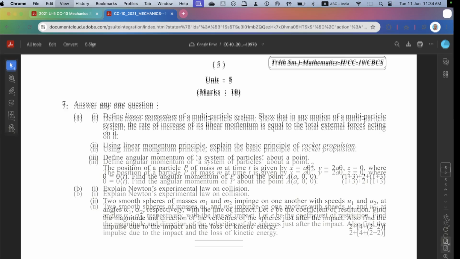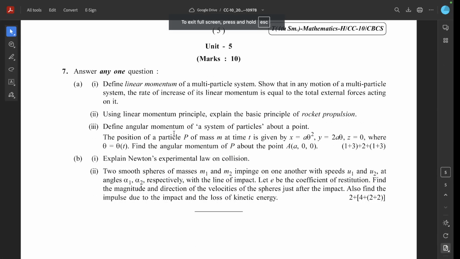Question 7a3. Define angular momentum of a system of particles about a point. The position of a particle P of mass m at time t is given by x equals a theta squared, y equals 2a theta, z equals 0, where theta equals theta of t, theta is a function of t. Find the angular momentum of the particle P about the point A with coordinates a, 0, 0.